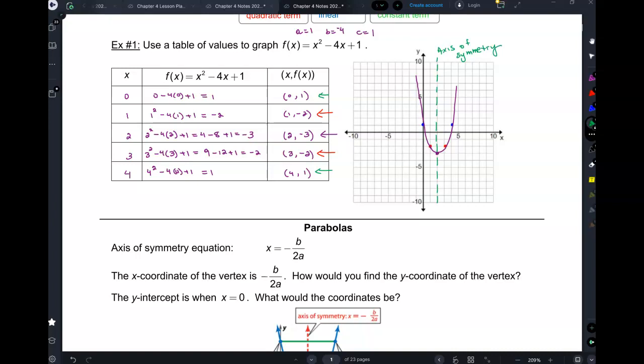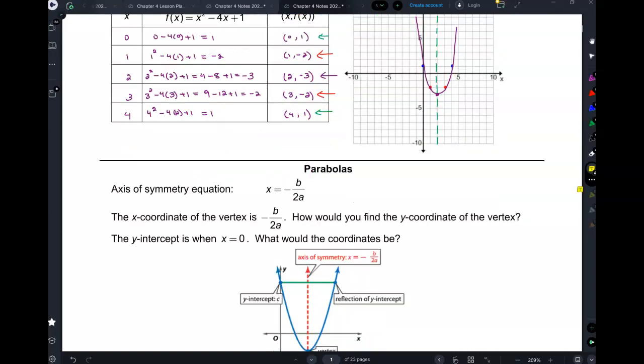Okay? So I could have just graphed it using that. From now on, we're going to find where the axis of symmetry is, and then from there, we're going to pick points on the left and the right side of it. Okay? All right. So now, how do we find the axis of symmetry?